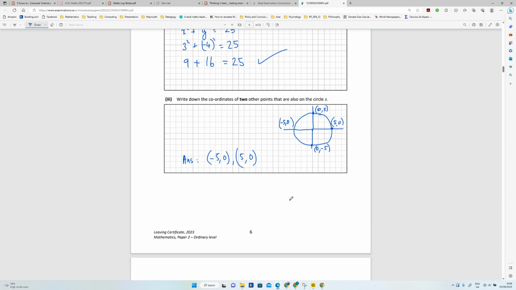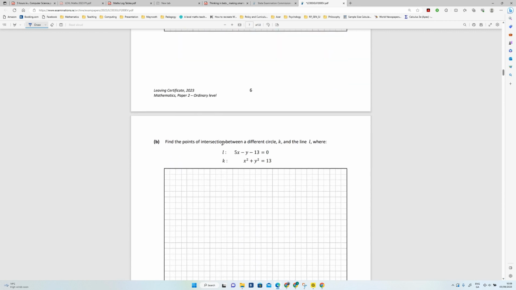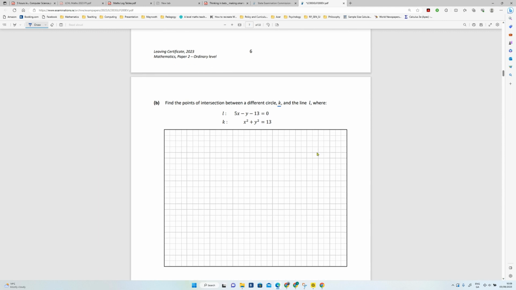So that's that part. The next part: find the points of intersection between the circle K, so this is a different circle here, and the line, where the line is a linear equation. Okay, fine. Right, so let's simplify this. Let's get one of these variables on its own. I'm going to go with y because it's already in 1y.